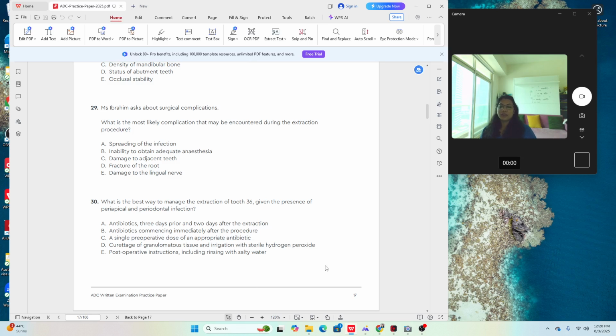So that is your answer. And the last question for today, what is the best way to manage the extraction of tooth 36? Best way, given the presence of periapical and periodontal infection. So this question is basically saying how would you manage the extraction of tooth 36 when infection is present? So it's a little tricky question. What the question is basically trying to say is how would you manage the infection once you have extracted the tooth? Understood? So first you understand this question.